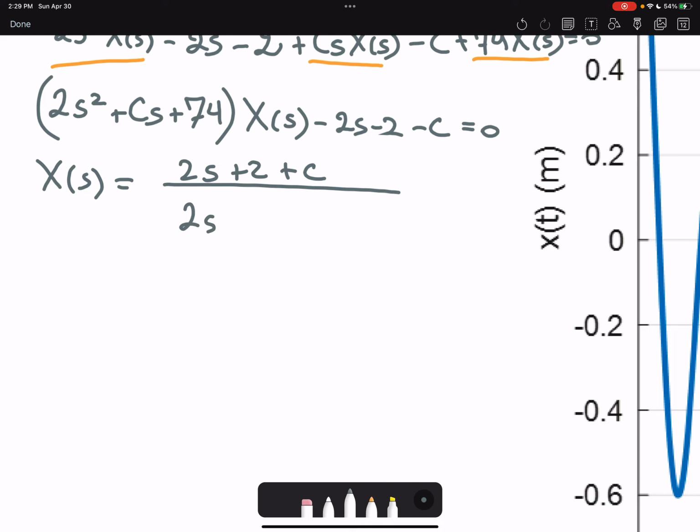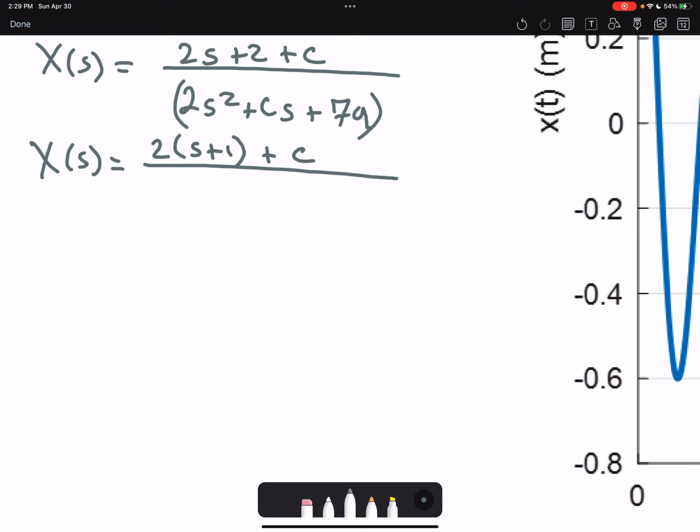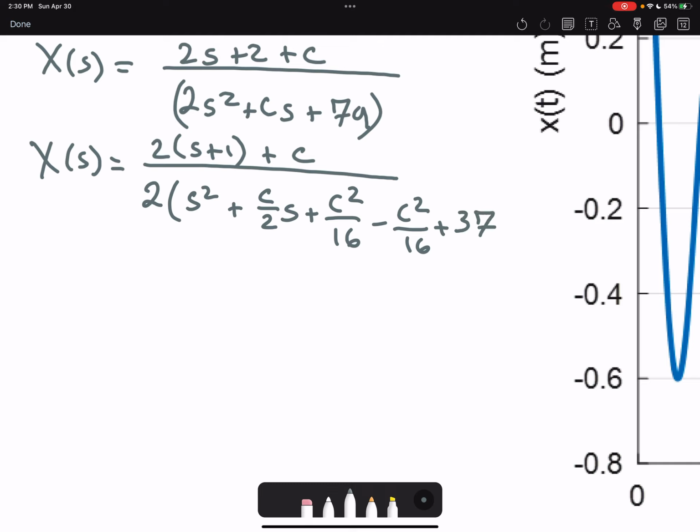And now we can write here 2s squared plus cs plus 74. We can now factor these. We can write 2 times s plus 1 here plus c. And here I can take out a 2 and say s squared plus c over 2 s. Complete the square. That's going to be c squared over 16 plus, sorry, minus c squared over 16. We factored out a 2, so this is going to be 37.